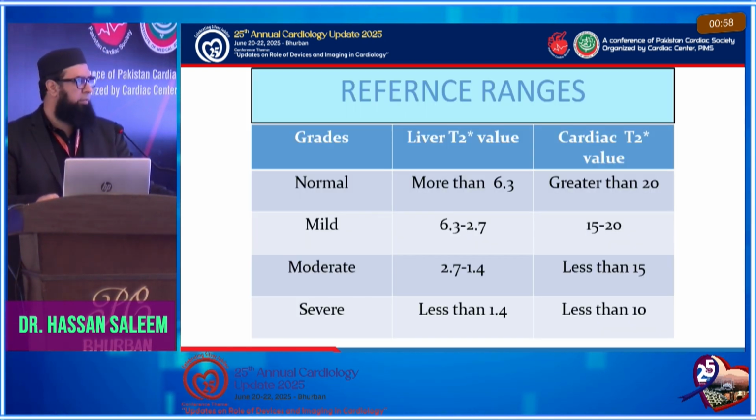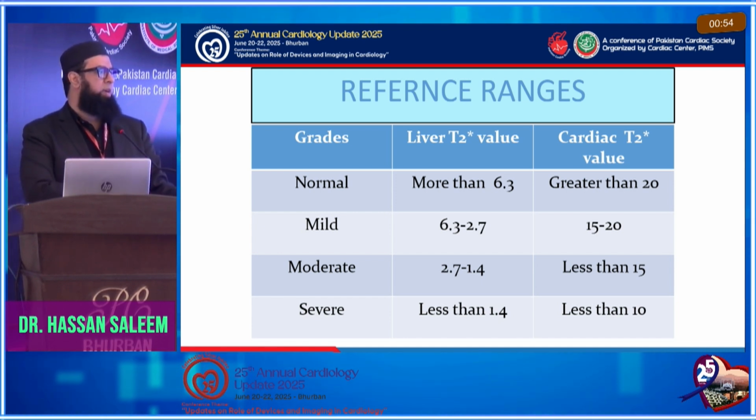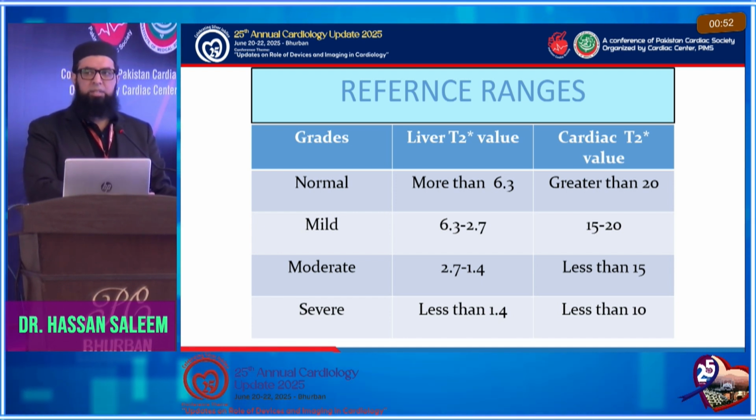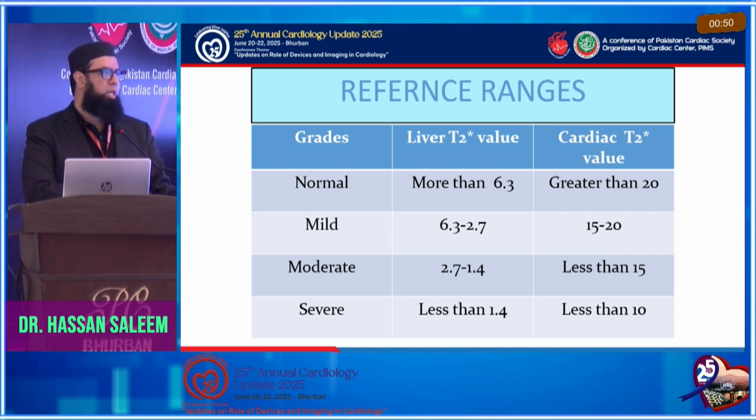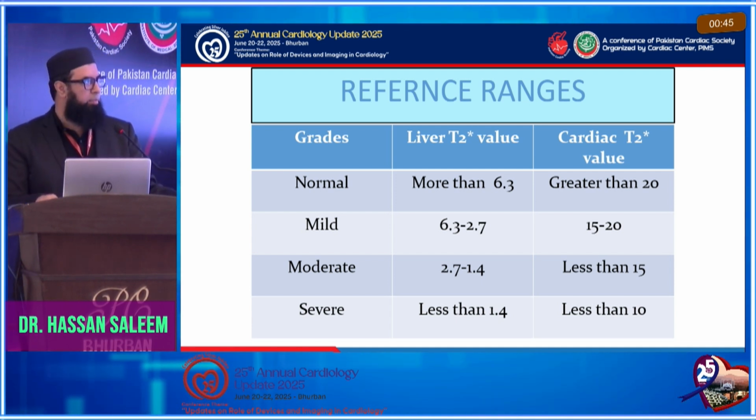So these are multiple reference ranges in cardiac T2 star, where the value is less than 10. We consider it as a very severe iron overload. And these are the patients who are definitely going for chelation therapy.